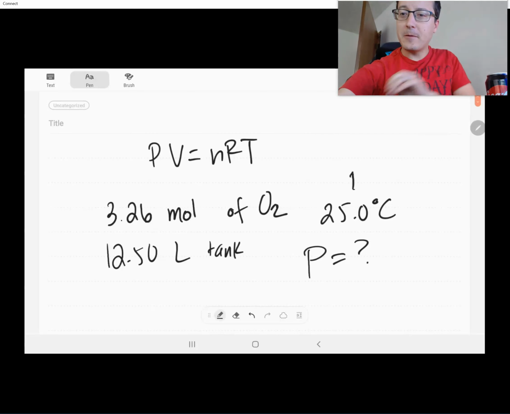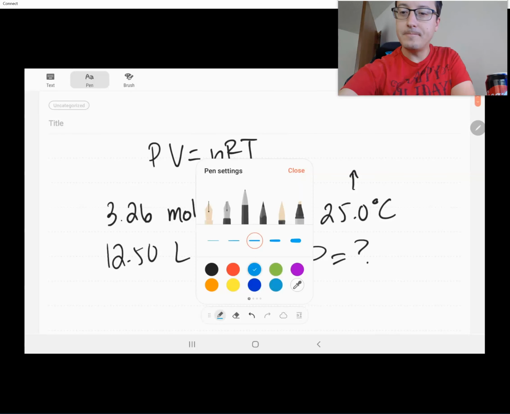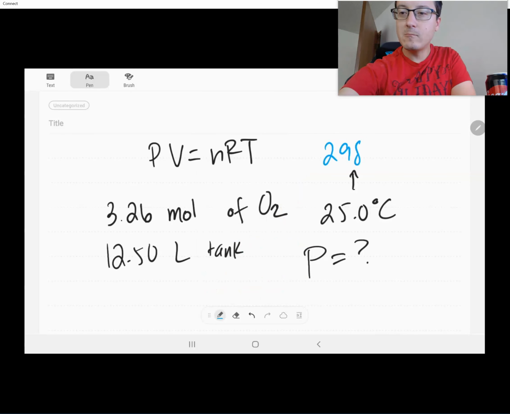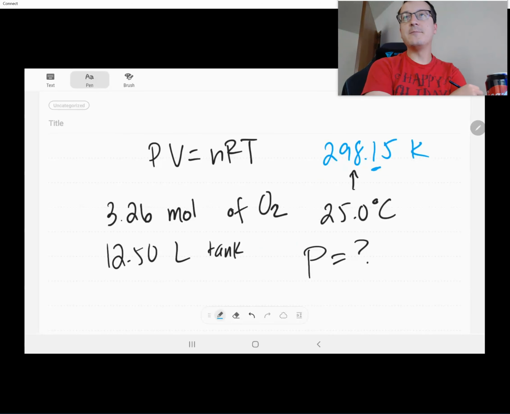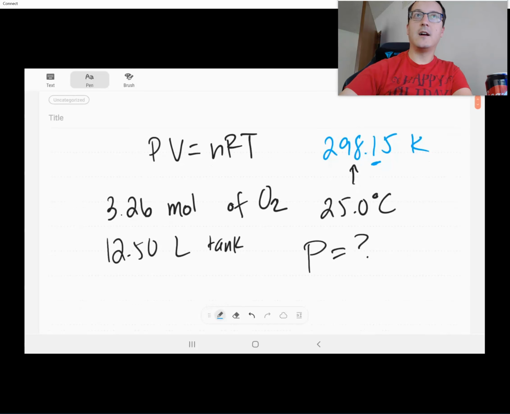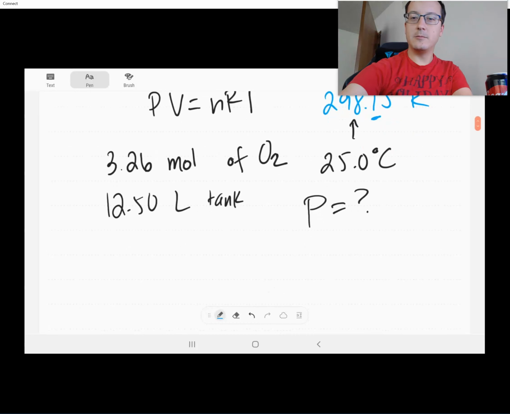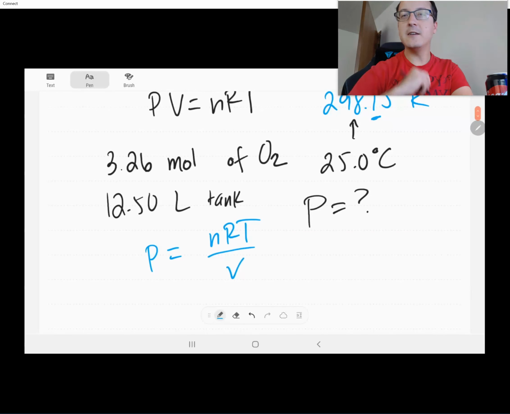So doing that, you should get 298.15, with the 1 being the significant digit there. Well, we're going to force it, Rob, just in case. Alrighty. So, we can see that pressure will be nRT over V.